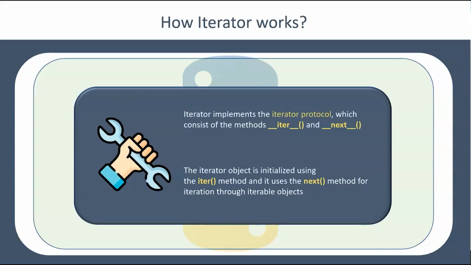Now, how does an iterator work? A Python iterator internally implements these two methods, which you are seeing on the screen: __iter__() and __next__(). These two methods are implicitly implemented by Python for any internal implicit iterator object. But if you have to write your own custom iterator, then you need to override these methods, and I'll show you in my examples in Jupyter Notebook. The iterator object is initialized using the iter method. So whenever you have to create an iterator object, you need to initialize it with iter and then use the next method in order to traverse through it.